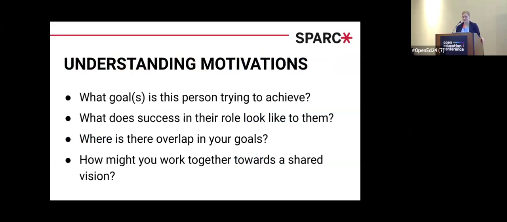What are the goals that this person is trying to achieve? What does success in their role look like to them? And how or where might there be some overlap in your goals? And how might you work together towards a shared vision? So think about where this person might be at personally, like put yourselves in their shoes for 5 minutes. What might they need in order to advance themselves in their career that would make them look good, help them look brilliant, be something that's incentivized, going to be a good thing for them to say yes to.